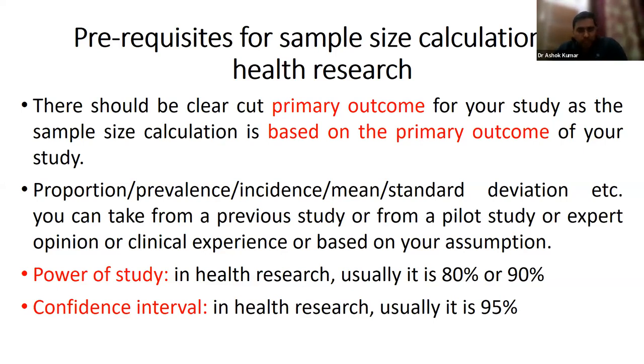Okay. Then previous study, pilot study, expert opinion, clinical experience, or assumptions. Now you have to take the power of study, 80% or 90%. Not below 80%, no need to take more than 90%. So please remember 80% or 90%. And for confidence interval, always take 95% confidence interval for calculating sample size. So you have to remember 4 things. Okay. And when I give the hands-on demo, then we will discuss all these things again and again.